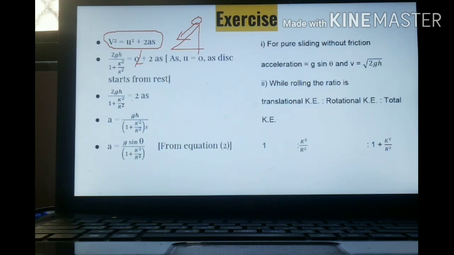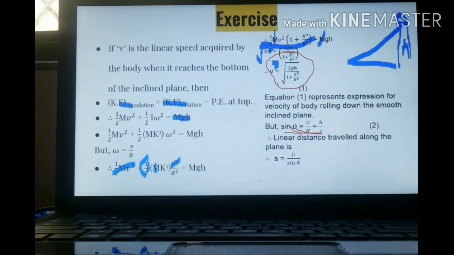So what we will be doing, this 2 and this 2 will get cancelled. Ultimately s will be there, so s will go in the denominator. And this whole term will be as it is, gh times (1 plus k square upon r square) upon s. But if you look at equation number 2, what does equation 2 state for us?